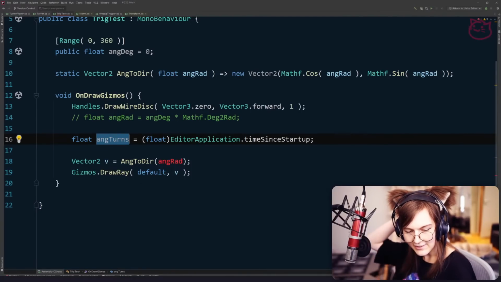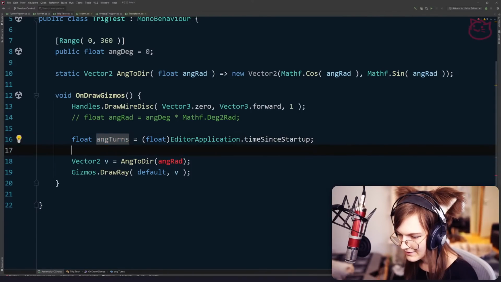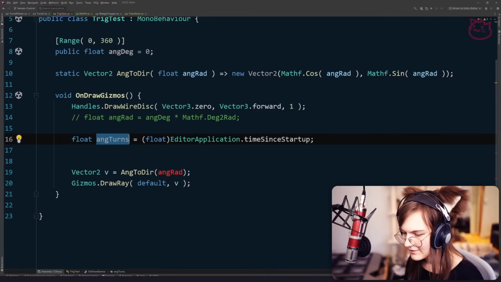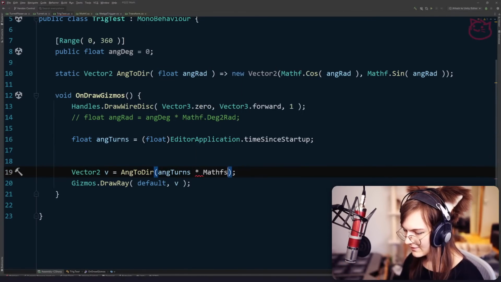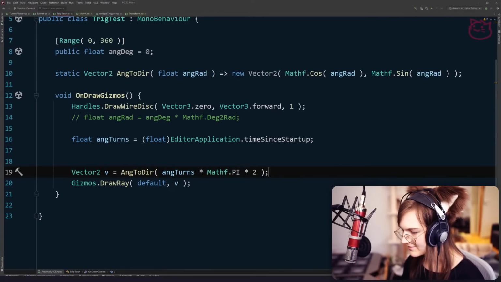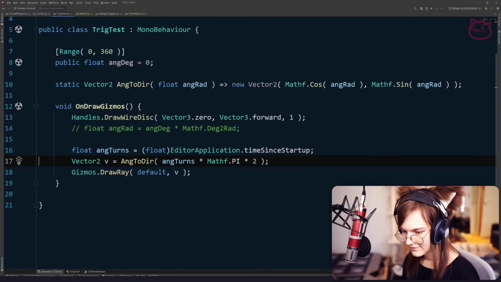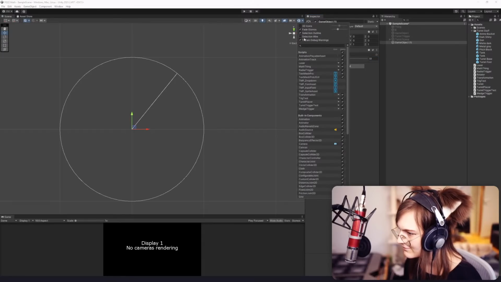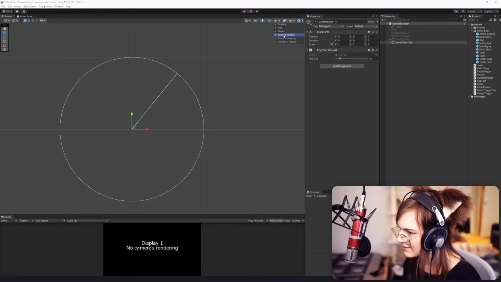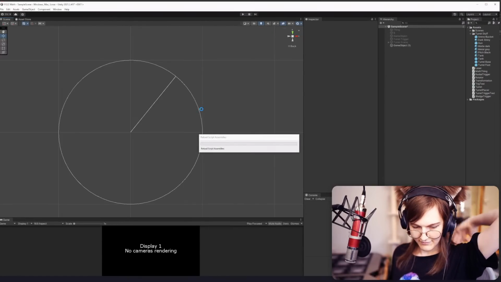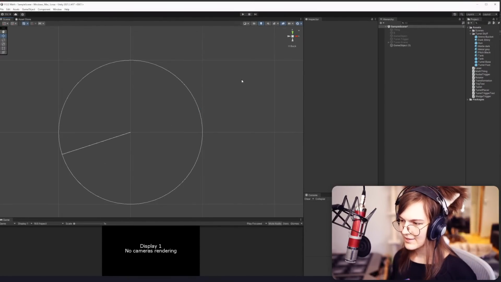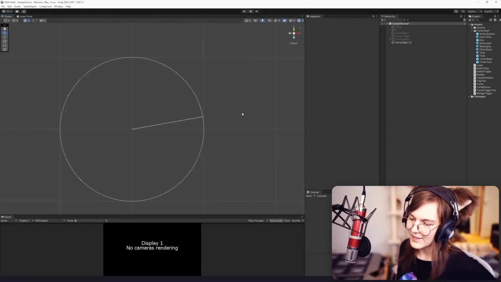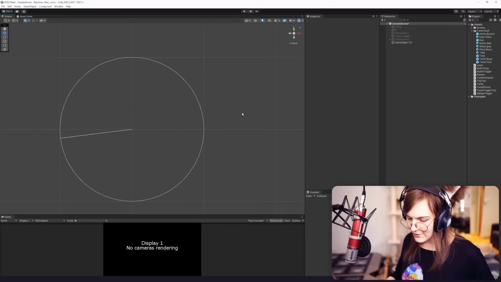So maybe we have a time value here, and then we want to convert this to radians, right? And so we have to multiply this by tau, which is pi times 2. So now this one should move over time if we set our viewport to animate. There we go. What a beautiful animation. So now it's doing one turn per second.